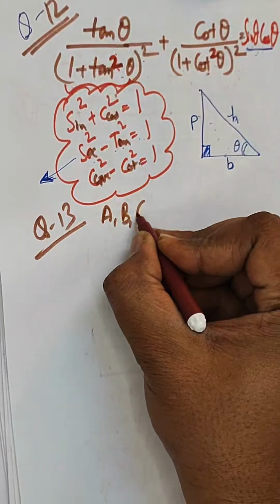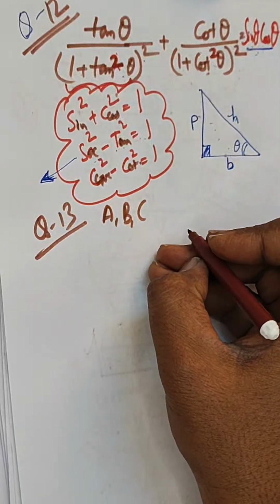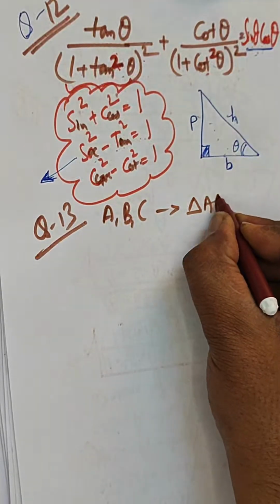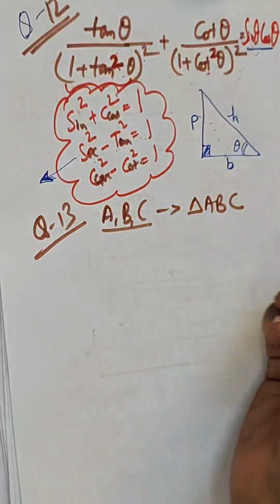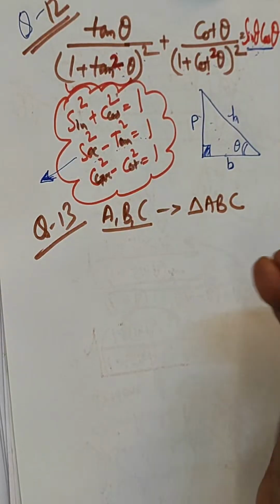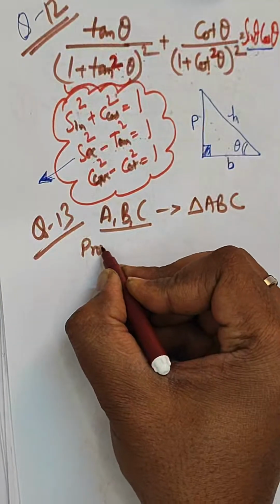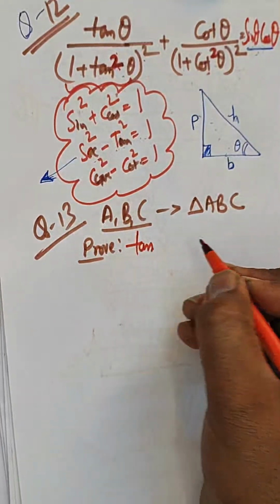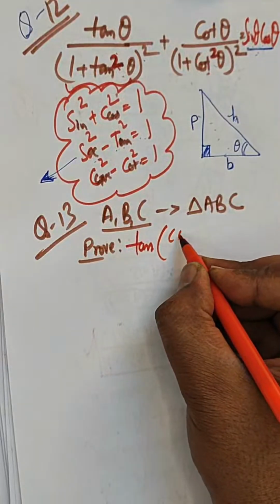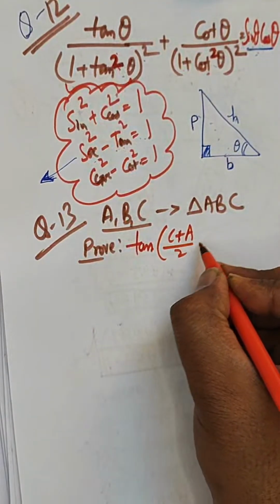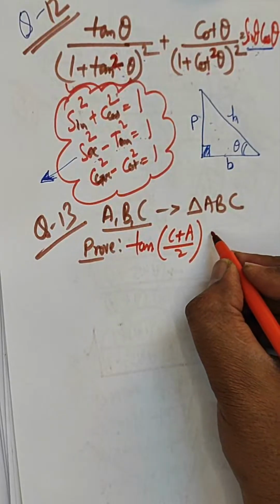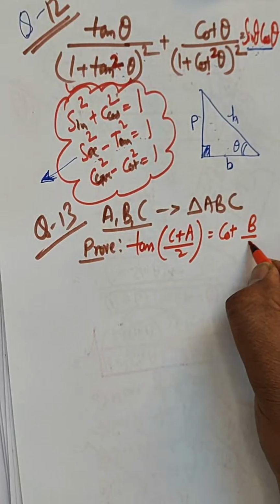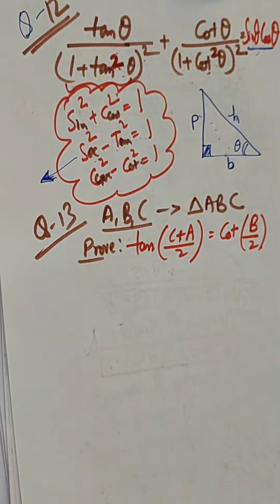A, B, C are the angles of a triangle, right? Then we need to prove, for the angles of the triangle A, B, C, these are the corresponding angles. The question is: prove that tan of (C plus A) divided by 2 is equal to cot of B divided by 2, B by 2.